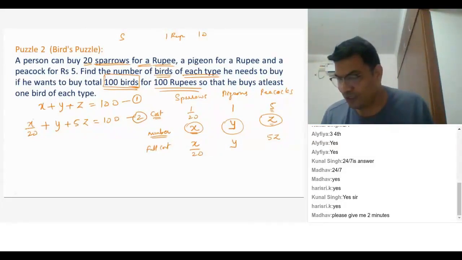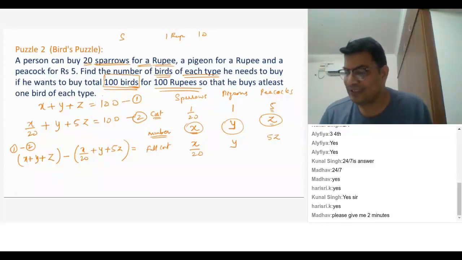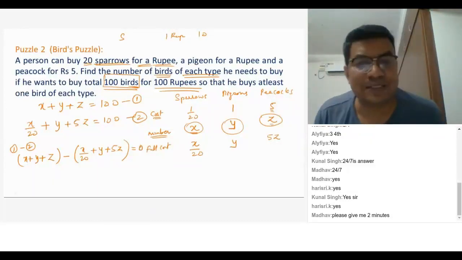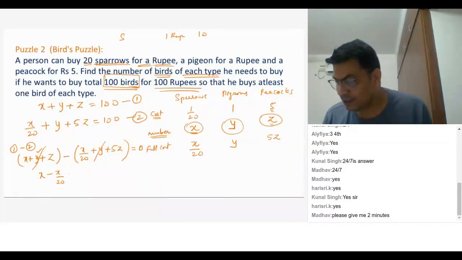Let's subtract. I'm subtracting 1 minus 2. So X plus Y plus Z minus (X by 20 plus Y plus 5Z) should be equal to, on the right hand side, 100 minus 100 which is 0. Now you can see X minus X by 20. Now we'll take Y minus Y, that gets cancelled. So plus Z minus 5Z should be equal to 0.